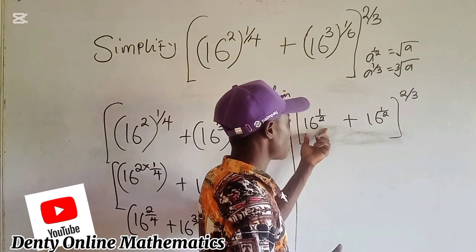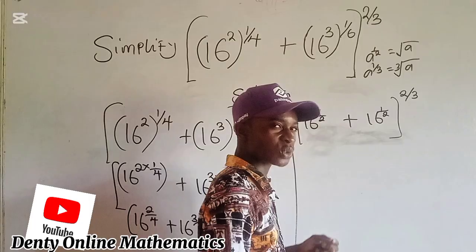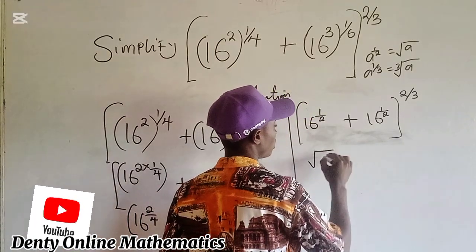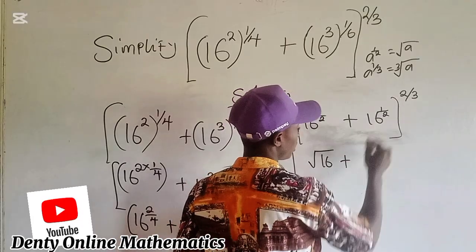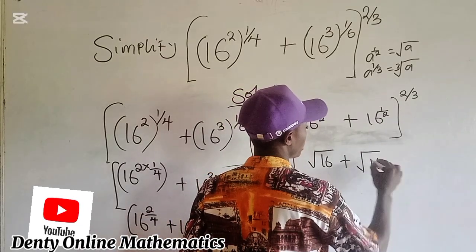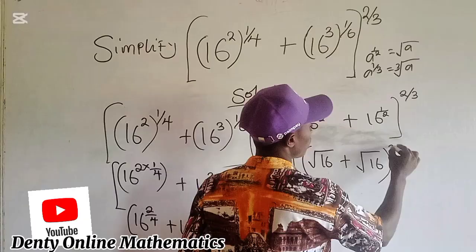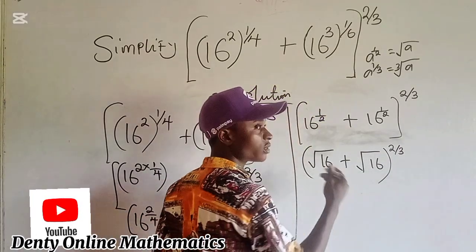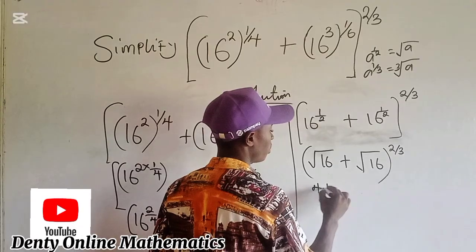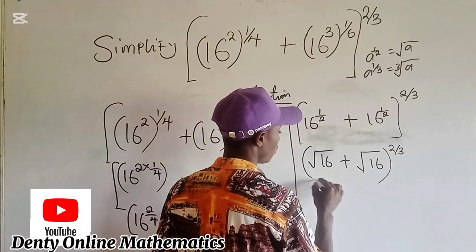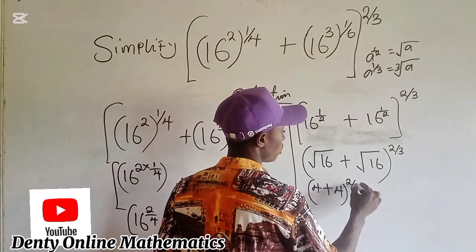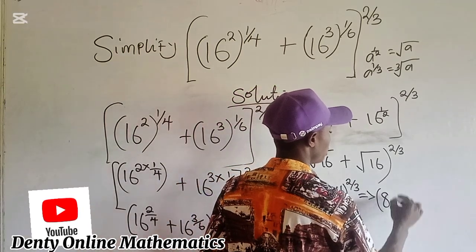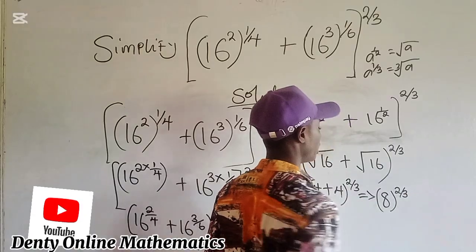You get? So since a raised to the power of half is the square root of a, that means 16 raised to the power of half is the square root of 16. So this will give us the square root of 16 plus the square root of 16 again. All of this is raised to the power of 2 all over 3. Now, the square root of 16 is what? 4. Plus the square root of 16 is what? 4. All raised to the power of what? 2 over 3. Now, this implies 4 plus 4 is 8, raised to the power of 2 all over 3.